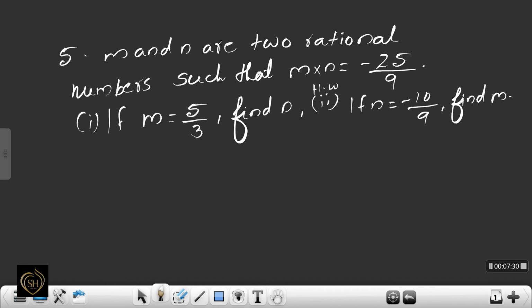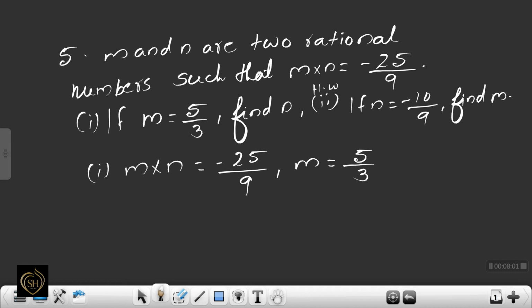Main question number 5: m and n are two rational numbers such that m into n is equal to negative 25 by 9. Question number 1: if m is equal to 5 by 3, find n. Second question, do it as your homework: if n is equal to negative 10 by 9, find m. First question, first we write the given data. M into n is equal to negative 25 by 9. M is equal to 5 by 3. So we can find out the value of n.